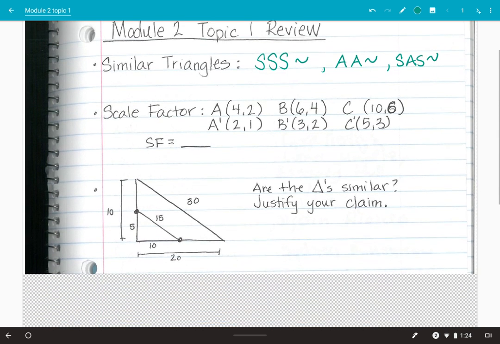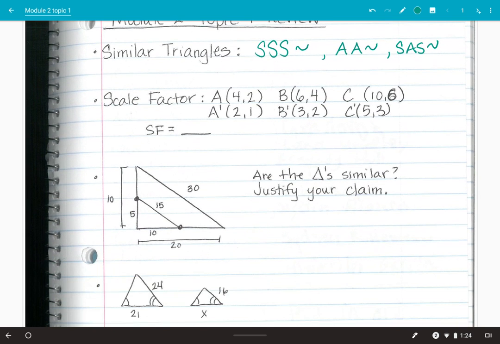Those are the only 3 they're going to work on, okay? 3, that's it. They're going to try and trick you with the congruent, so be careful with that. Only 3. Now, scale factor.